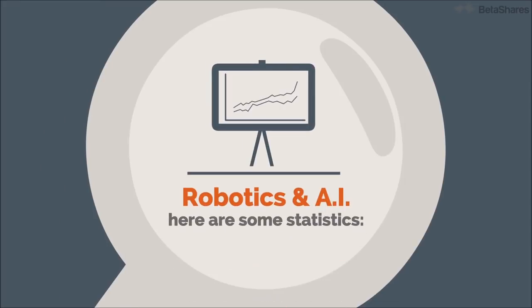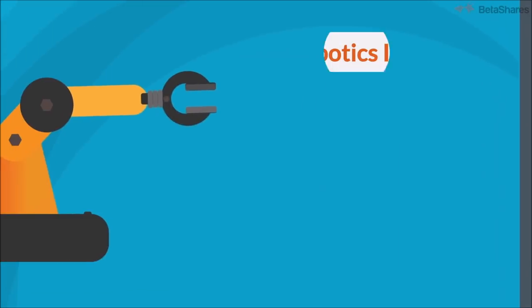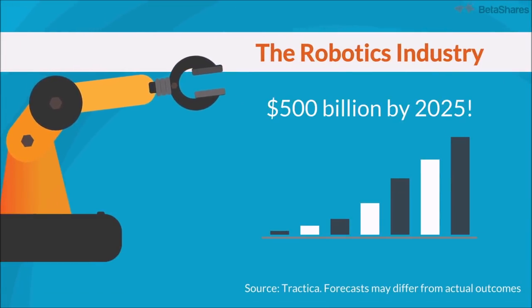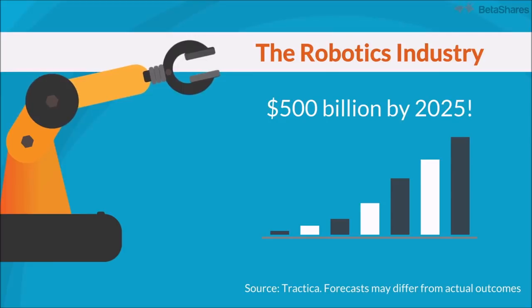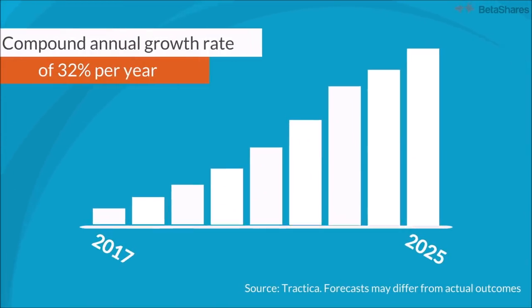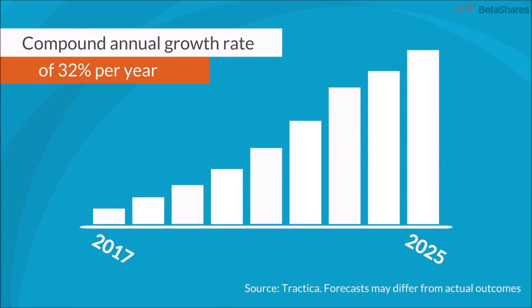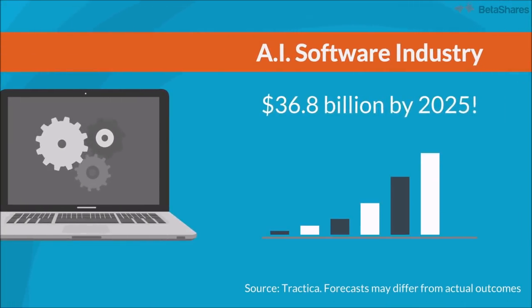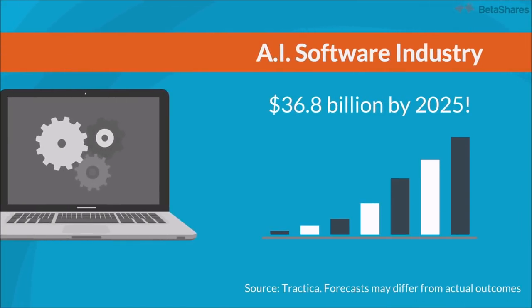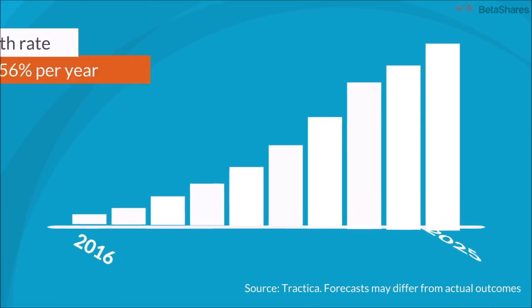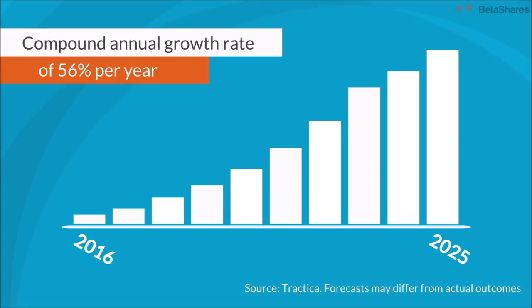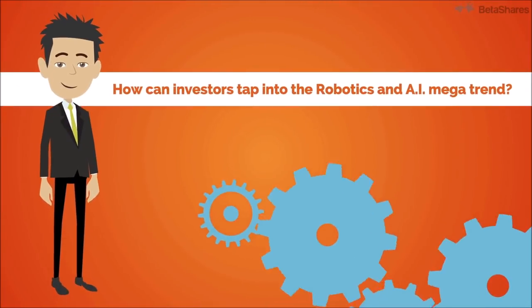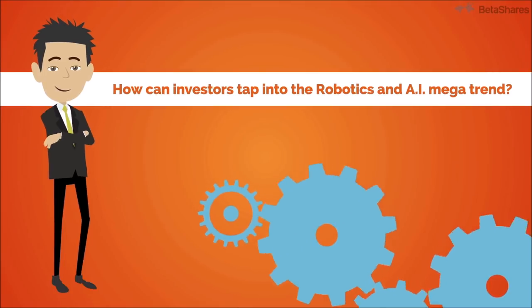Here are some statistics. The robotics industry is forecast to reach $500 billion by 2025, a compound annual growth rate of 32% per year from 2017. Revenue from AI software is forecast to grow to $36.8 billion by 2025, a compound annual growth rate of 56% per year from 2016. How can investors tap into the robotics and AI megatrend?